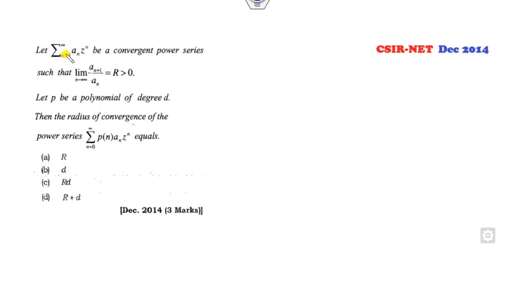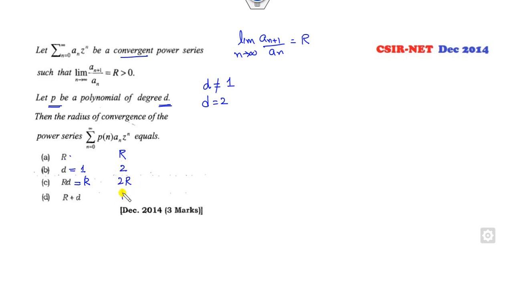Let this be a convergent power series such that an plus 1 over an limit is r. This is given to you. P is a polynomial of degree d. So I can choose any degree. If I choose d as 1, then this is my 1 and this is my r, but these are the same option, so I can't take 1. I can simply take d as 2. Then the options are 2, 2r and r plus 2. Now you can see they are different options. So I can choose d equal to 2.